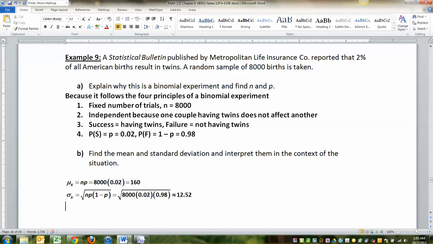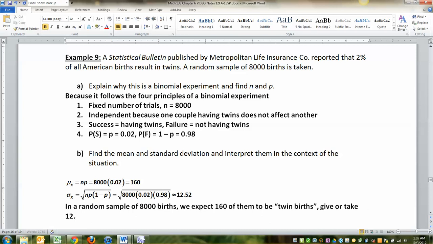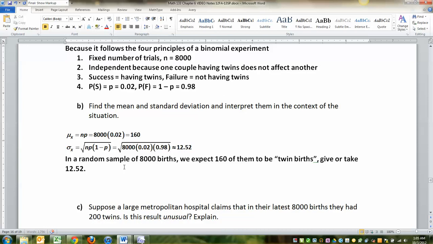All right, now interpret that. It means that in a random sample of 8,000 births, we expect 160 of them to be twin births, give or take 12.52. All right, done with that.